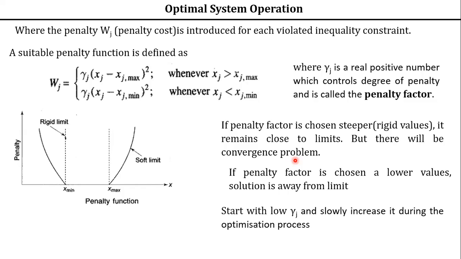So, how to proceed, how to select without applying any algorithm. Start with a lower value of gamma j and slowly increase it during the optimization process. So in each iteration, slowly increase the gamma value, like how we have done u_i equals u_old plus delta u, isn't it? Like that, slowly increase it during each iteration of the optimization process. Once it becomes close to the limits, you stop at that point. So this is how you should deal with inequality constraints on dependent variables, that is, your state variables.